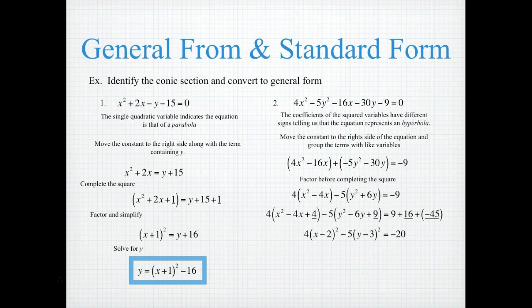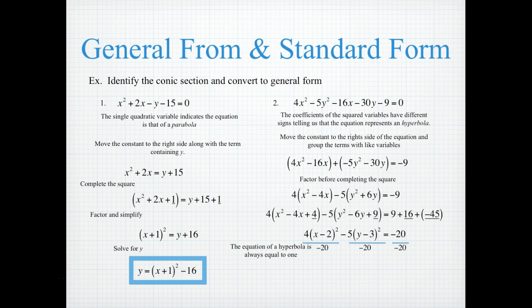Now I'm ready to simplify, so I factor. So it gives me 4 times the quantity of x minus 2 squared minus 5 times the quantity of y minus 3 squared equals -20. Now remember, the equation of a hyperbola, similar to that of an ellipse, is always equal to 1. So in order to set the equation equal to 1, I have to divide the entire equation by -20.